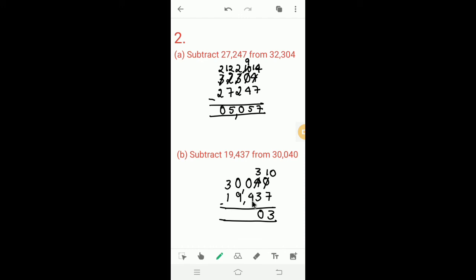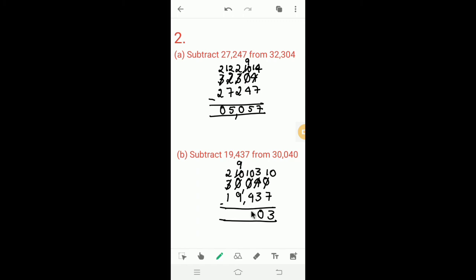0 minus 4 is possible to subtract? It is not possible. So what we have to do? We have to borrow from next number. Here next number is 0, so we can't borrow. So we go for a next number. Here next number is 3. If we borrow from 3, then 3 becomes 2, and here 0 becomes 10. Now we can borrow from 10. 10 becomes 9, and here 0 becomes 10.